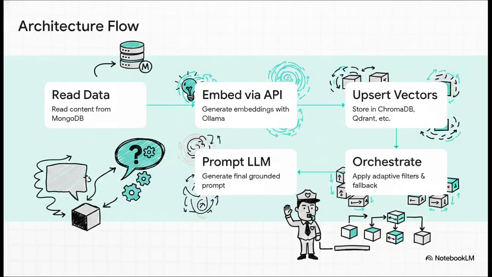Let's actually break that exact pipeline sequence down into its 5 steps. First, you read from MongoDB. Second, you generate the vector embeddings using Ollama. Third, you upsert those vectors into your dedicated index. Fourth, and this is absolutely where the magic happens, you orchestrate the retrieval. Think of this orchestrator as a highly intelligent traffic cop. It's applying adaptive filters and semantic fallbacks before the data ever even reaches the LLM. And finally, step 5, it generates a highly grounded prompt for the generation model to actually answer.